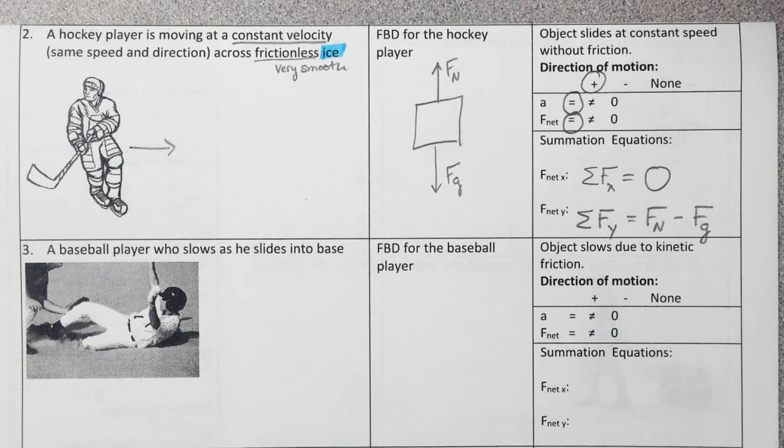So try the free body diagram for the baseball player who is sliding into base. And just like the hockey player who was already going, the baseball player is already all the way on the ground sliding into base. So he's not falling into base anymore, he is just doing the sliding part.